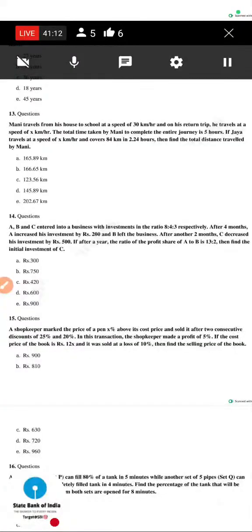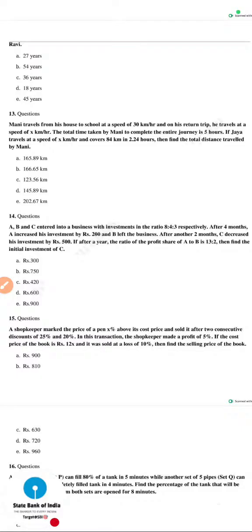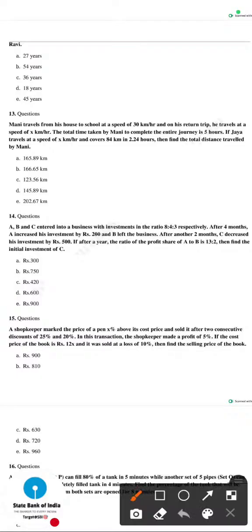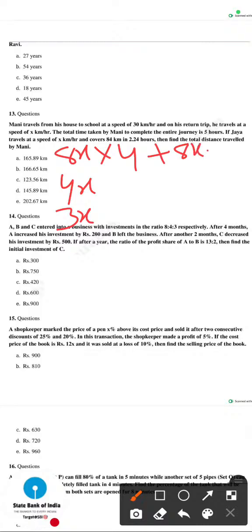Here we see A, B, C entered into a business with 8 is to 4 is to 3 respectively. After 4 months, A increased his investment. So the investment ratios are 8 is to 4 is to 3. So let's take them as x values. A increased by 200 after 4 months. So now it becomes 8x plus 200.